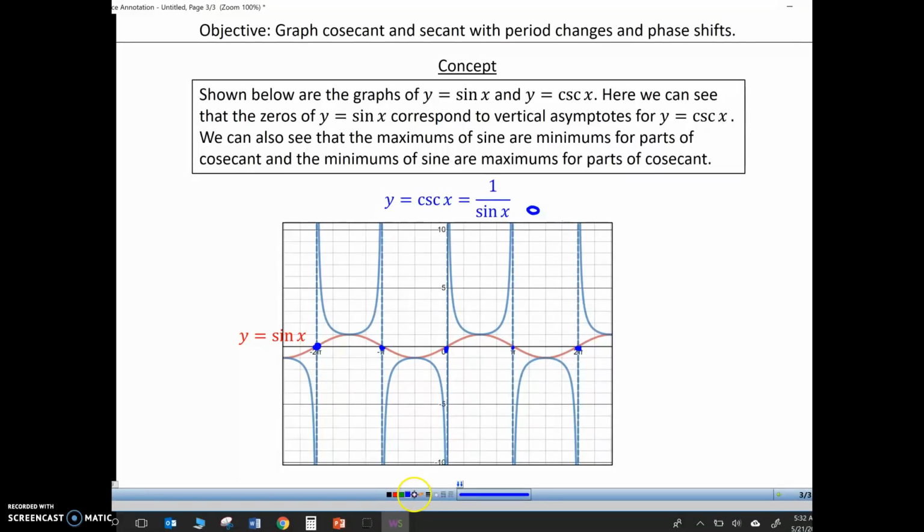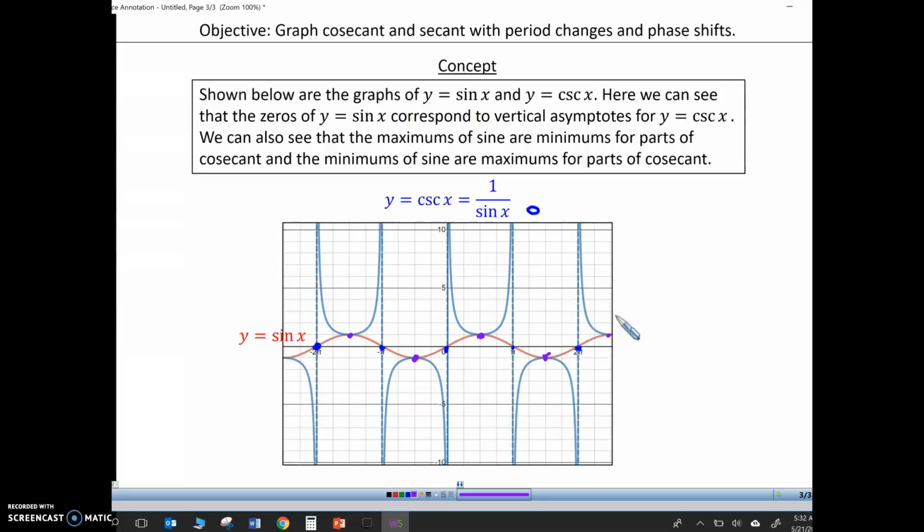The other really critical points that you should notice are the maximums of sine of x, which occur at pi over 2, and then at 3 pi over 2, you have a minimum. These are the maximums for cosecant of x and the minimums for cosecant of x, respective to sine of x. Those are the critical points and features that you should really notice.